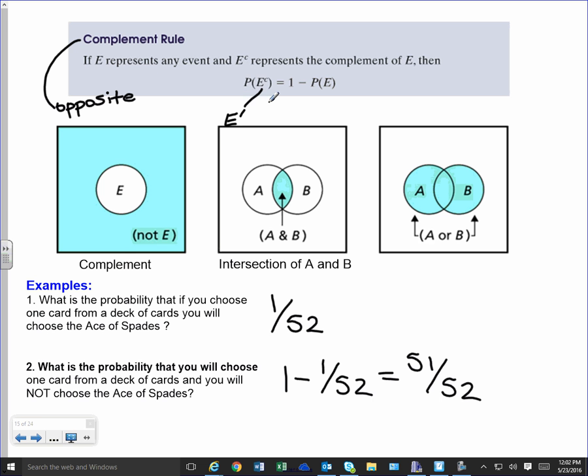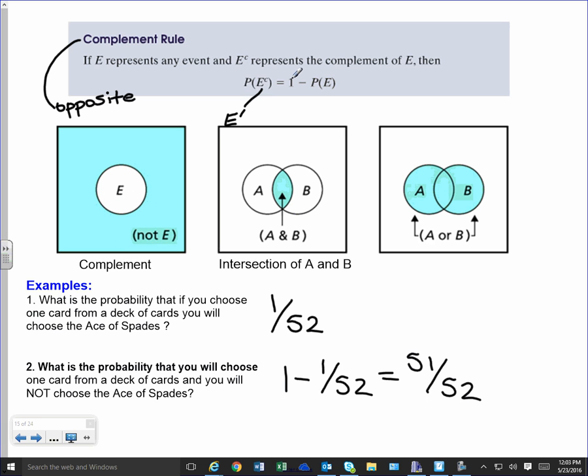If E represents any event and E^C, which is the complement, represents the complement of E, then the probability of the complement is equal to 1 minus the probability of E. Okay, so this is what the complement rule looks like kind of in a graphical form. You've got your sample space here, you've got your event E, and then everything else there is not E.